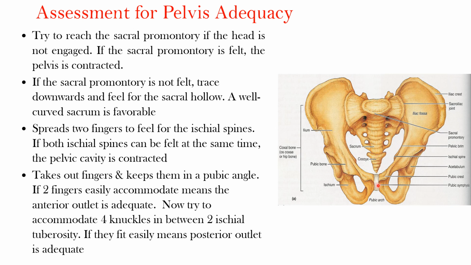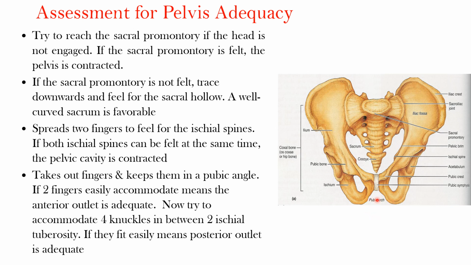And now you take out the finger, and what you need to do is, you spread the two fingers here at the pubic angle. If the two fingers are easily accommodated, that means the outlet is adequate, which means the baby can come out easily.